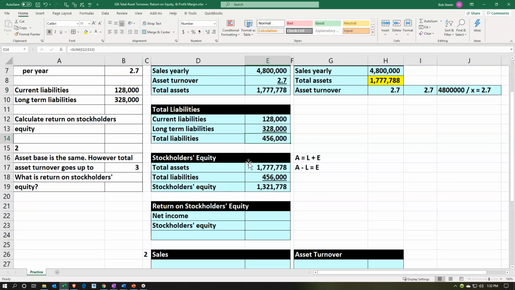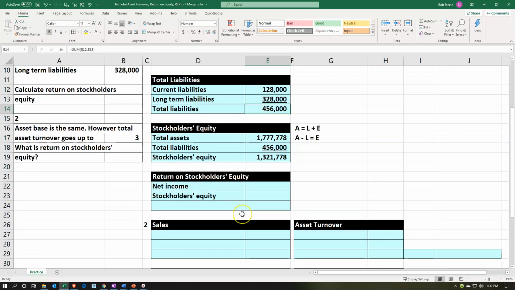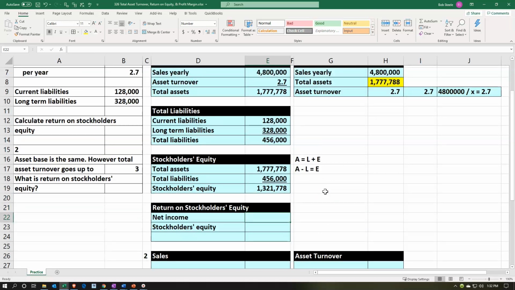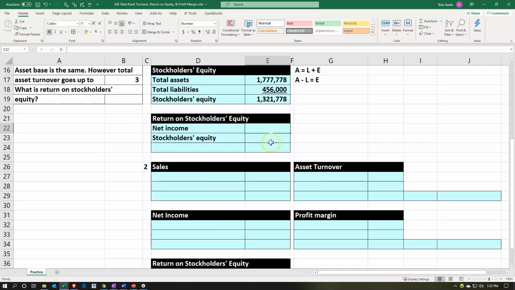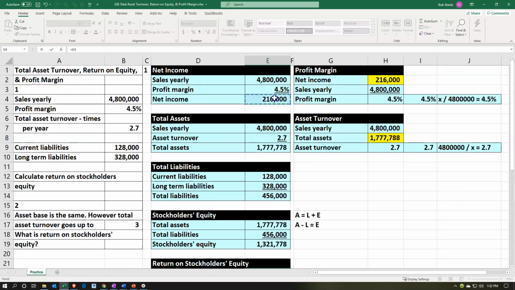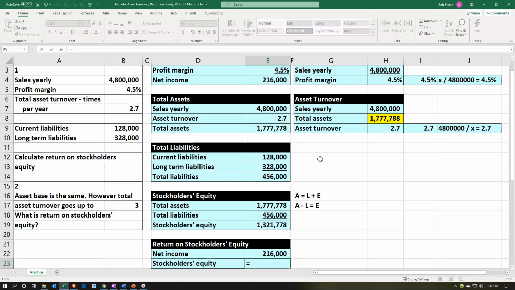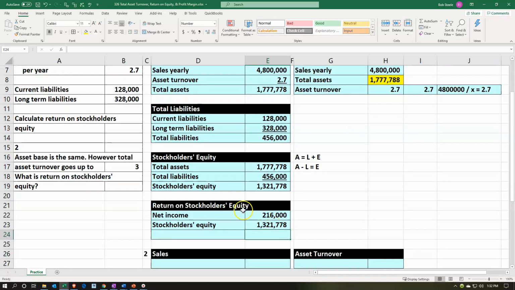So now we have what we need to calculate the return on stockholders' equity. The return on stockholders' equity is net income divided by stockholders' equity. So we calculated the net income up top, so we'll say net income is going to be this item up top. And then we have the stockholders' equity that we calculated here. So now we can calculate the return on stockholders' equity, which will be equal to 216 divided by 1,321,778. Home tab, numbers, making that a percent, adding some decimals to that.